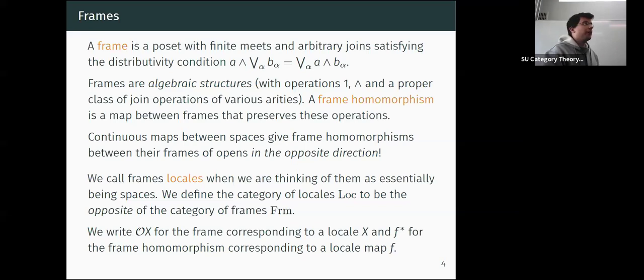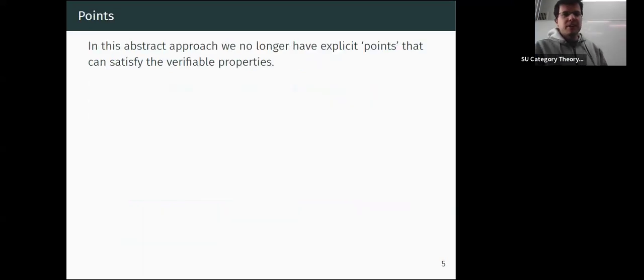So that's the idea of what a locale is. When we had a topological space, we started with a set of points, and we had a frame of opens. When we have a frame, we just have a frame of opens. There's no set of points. But just because we weren't told what the points were to start with doesn't mean we can't come up with a notion of points. We aren't explicitly told what the points are that satisfy these properties.